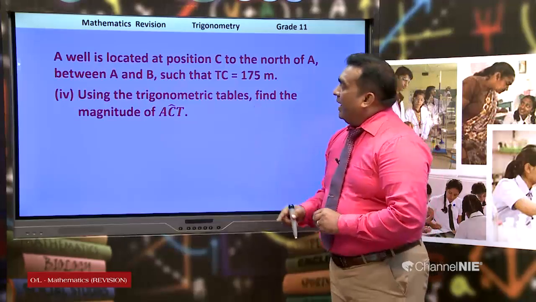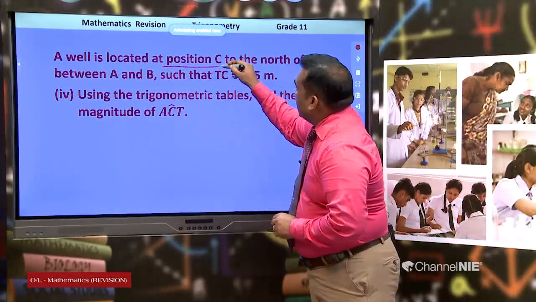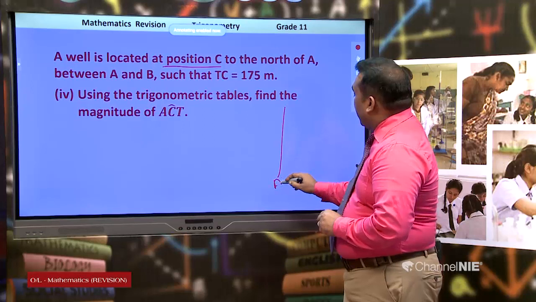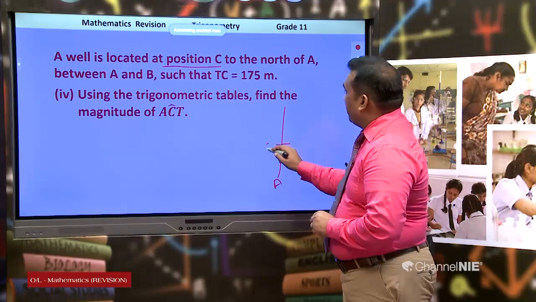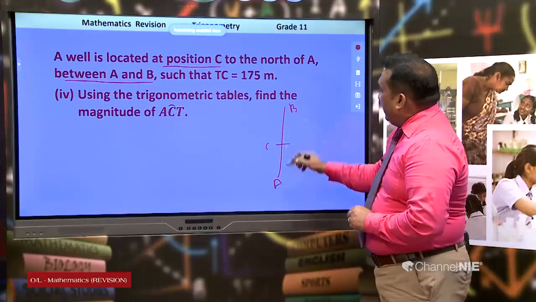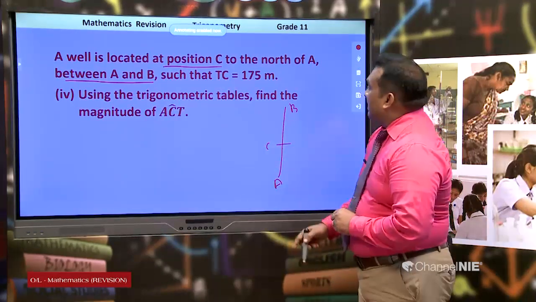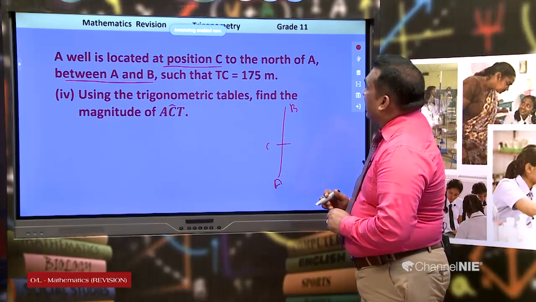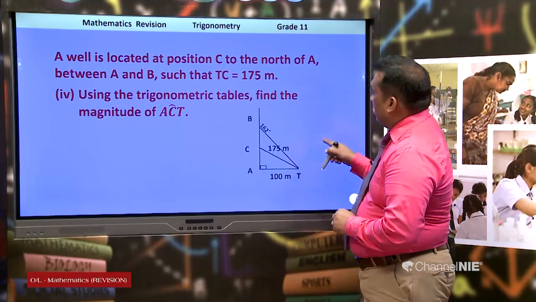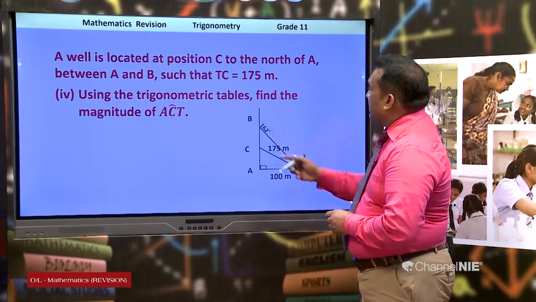Now, a well is located at position C, to the north of A. Here you have A, north of A, and between A and B, where B is located, you have C, such that TC equals 175 meters.